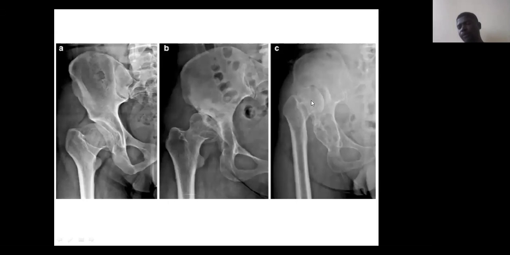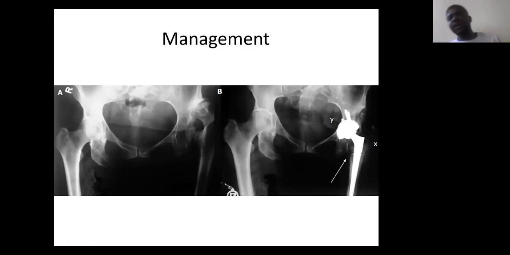So in terms of management, we shall see that for patients with Crowe 1 disease or some Crowe 2 disease, who are asymptomatic or not in pain, our goal of treatment would be to delay onset of osteoarthritis. So those patients may benefit from realignment and periacetabular pelvic osteotomy, which depends on whether the triradiate cartilage is still open or it's now closed.